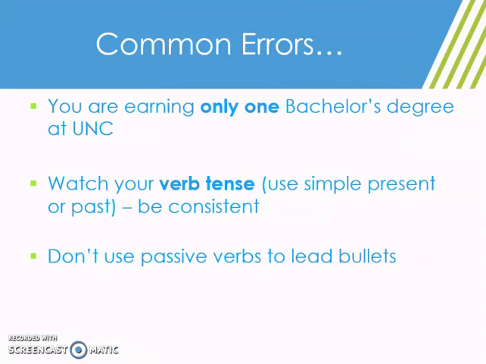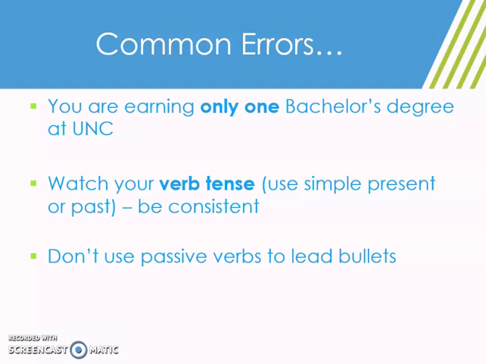A few common errors for you to consider. You are only earning 1 bachelor's degree if you're doing a double major here, so it is a double major, not a double degree in most cases. There are limited times where students are doing dual degrees. But if you're concerned about which is right, certainly consult with a counselor here in our office.